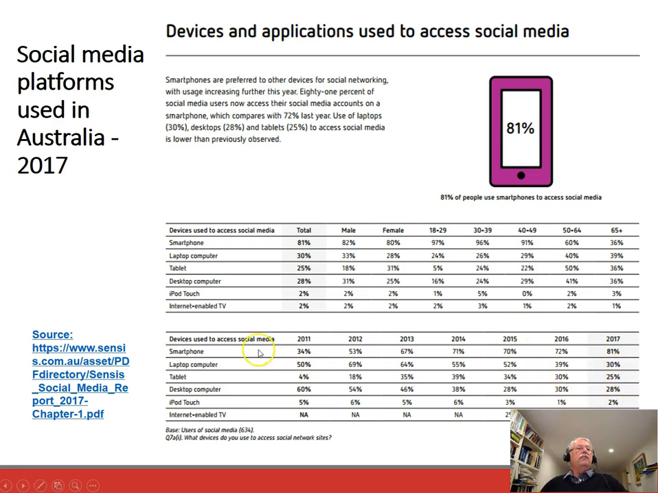So you can see in terms of devices used to access social media, there's been a gradual increase in the use of smartphones from 34% in 2011 to 81% in 2017. Laptop computers gradually declined in usage. There's been a leveling off, a slight decrease in the use of tablets. So tablets are becoming less popular. There's been a significant drop off in the usage of desktop computers over recent years.